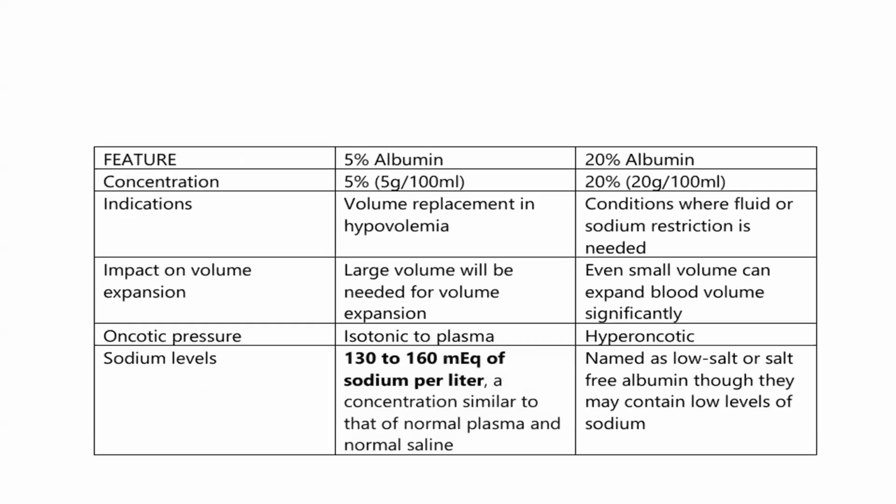So we'll see what is the difference between 5% albumin and 20% albumin. Usually 5% albumin is indicated in volume replacement in hypovolemia. Large volume will be needed for volume expansion. It is isotonic to plasma and it contains 130 to 160 mEq of sodium.